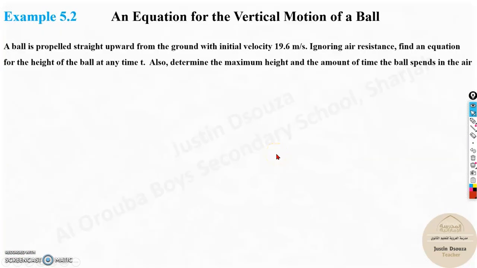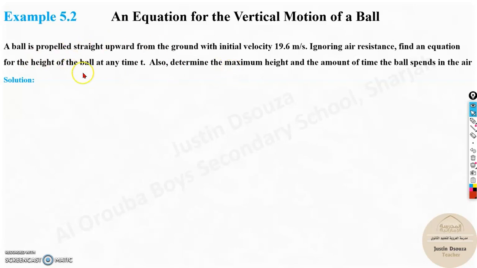We will solve more problems on vertical motion. Here we have a problem that a ball is propelled straight upwards from the ground with initial velocity 19.6 meter per second. Ignoring air resistance, find an equation for the height of the ball at any time t. Also determine the maximum height and the amount of time the ball spends in the air.